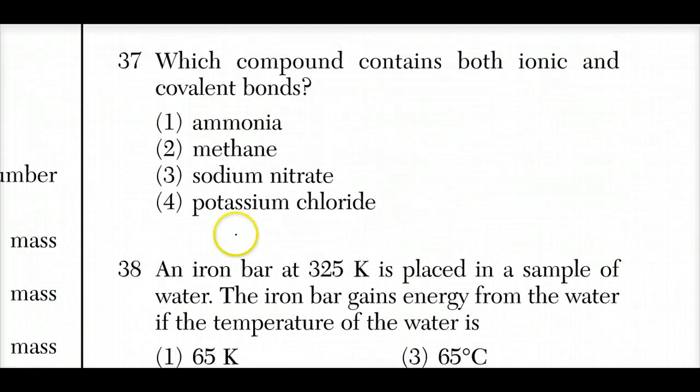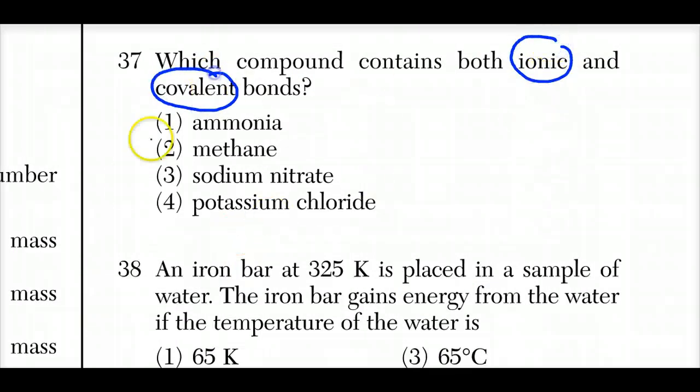Number 37. Which compound contains both ionic and covalent bonds? If I've got ionic and covalent bonds, I'm looking for a polyatomic ion. Why? Well, if I take something called a nitrate ion, which is listed in Table E, it's collectively -1, the whole thing. And why? Well, it's because nitrogen, when it bonds with oxygen, needed an electron to make it work.